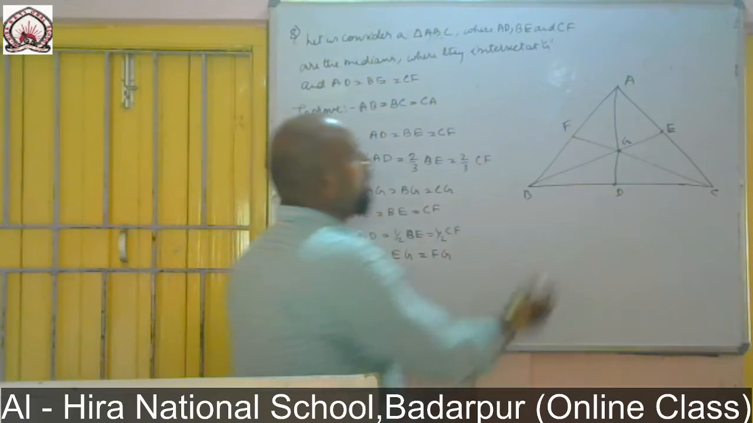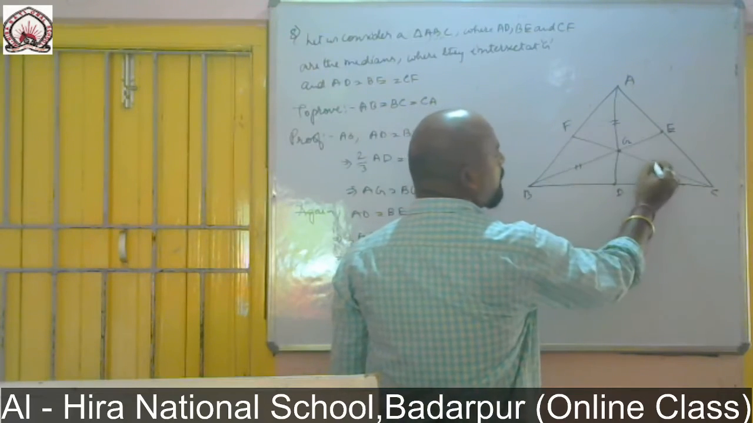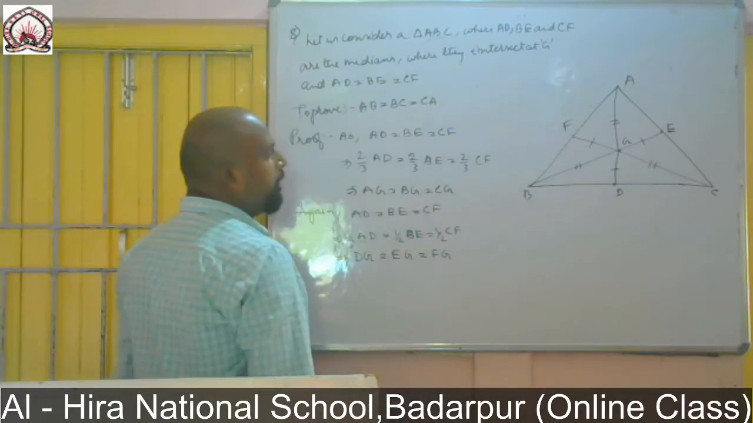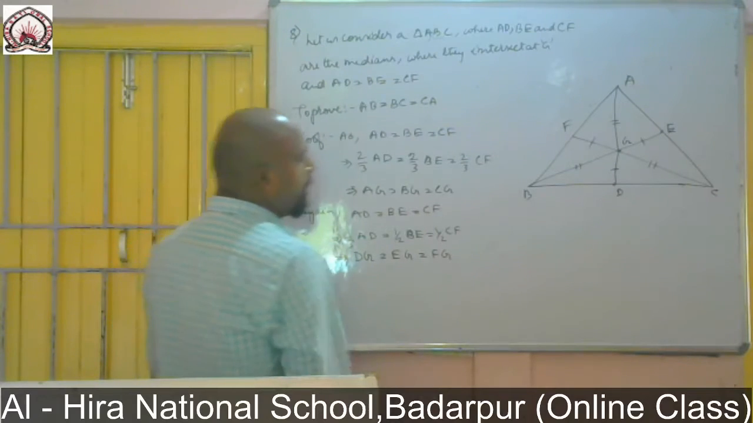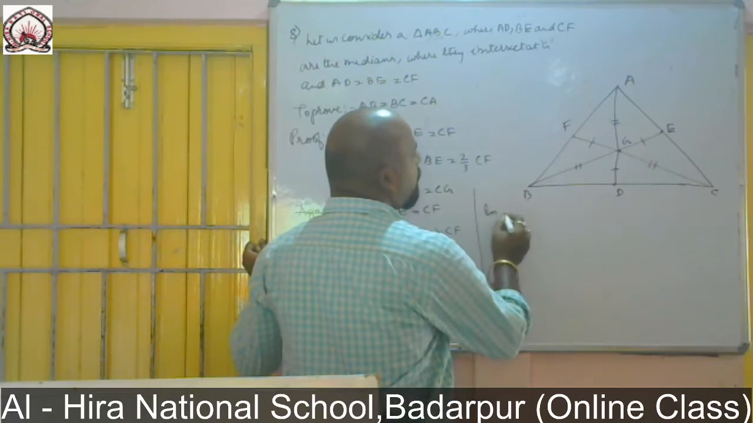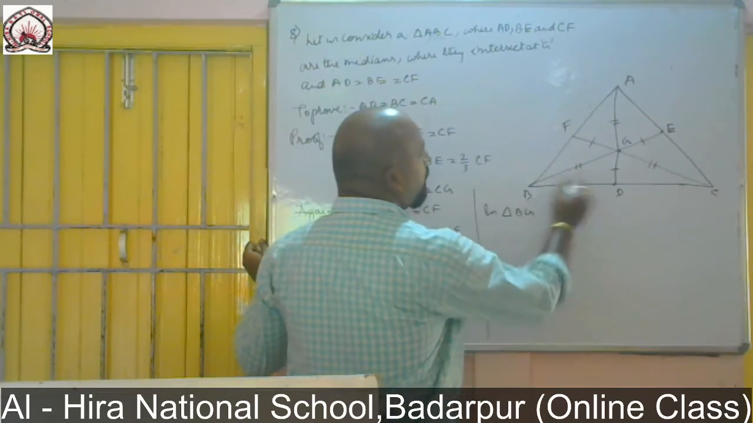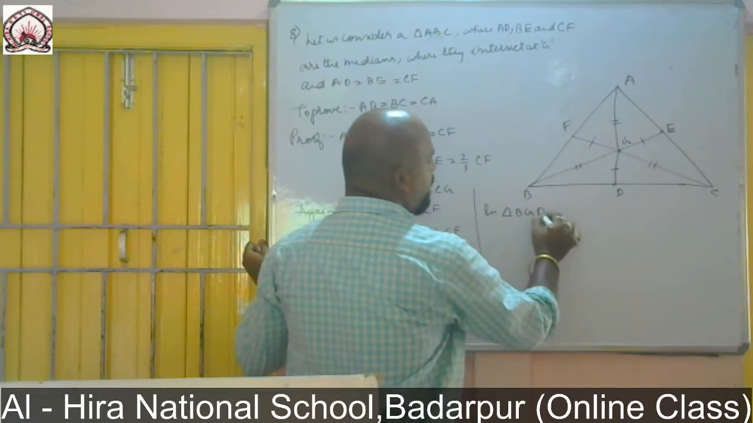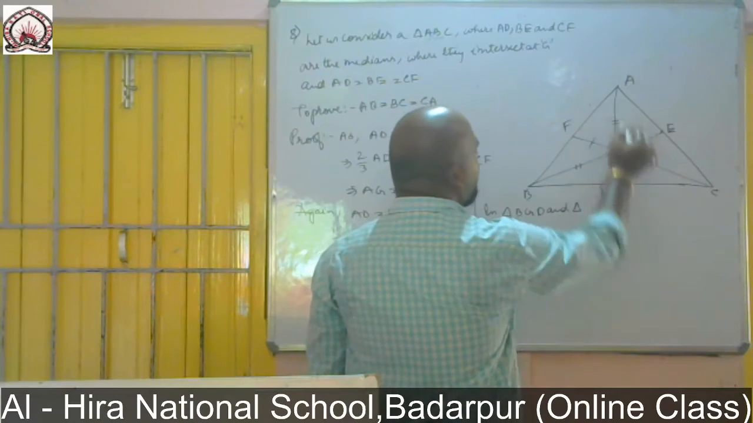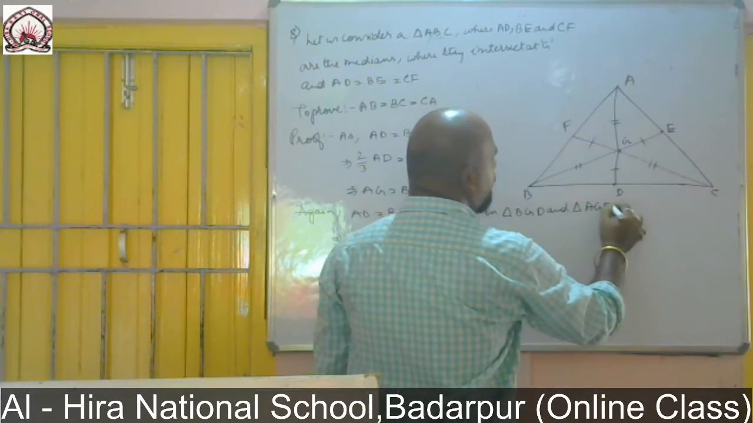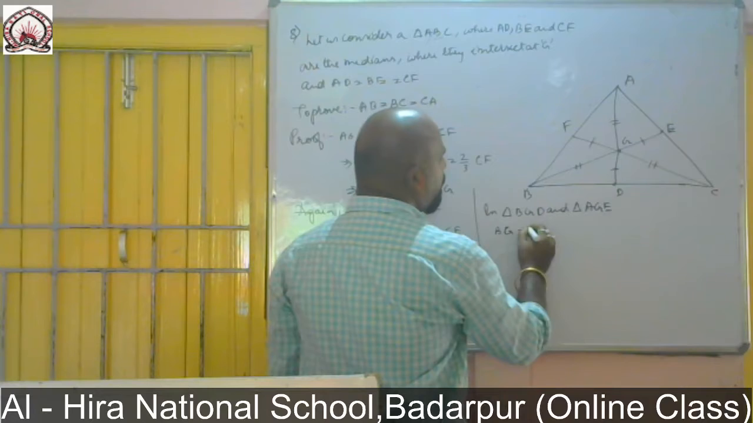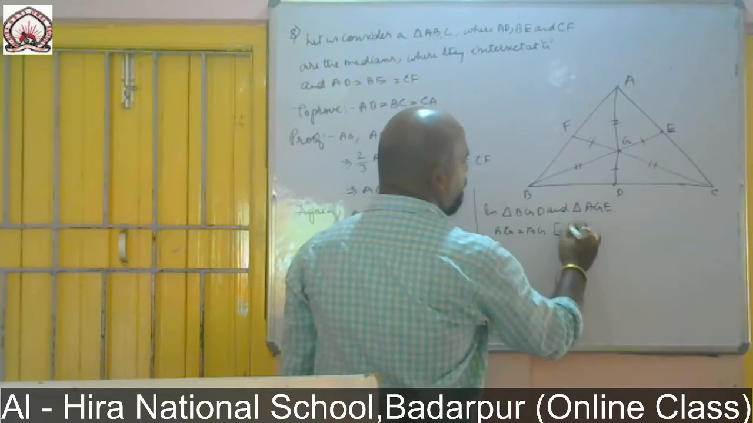Now this length is equal to this length, this is equal to this length. All these lengths are equal. Okay. Now if I compare between the triangle BGD and triangle AGE, then what we are getting? BG equal to AG. Proved.